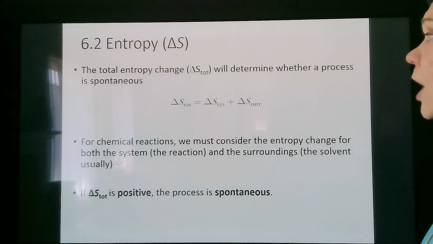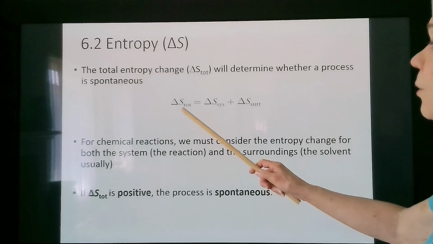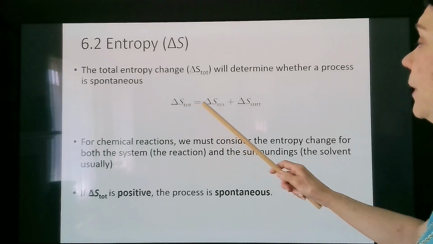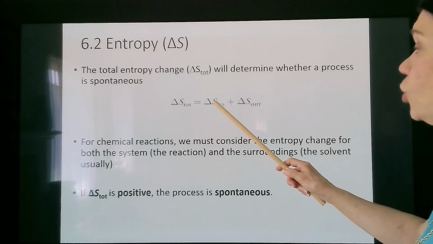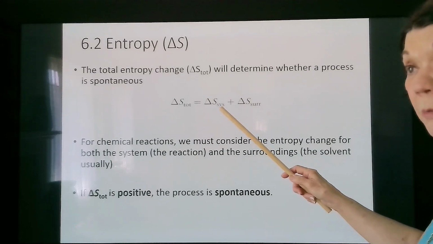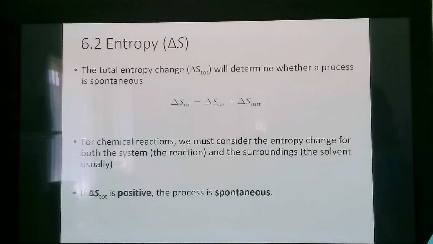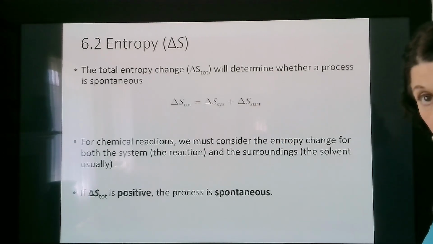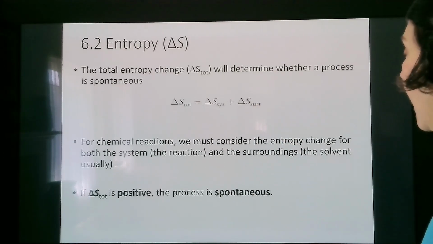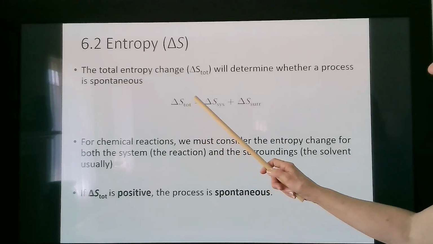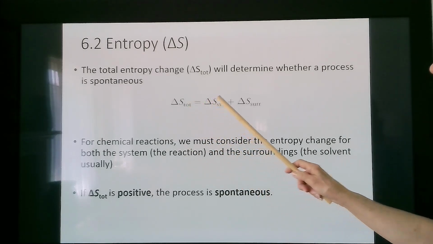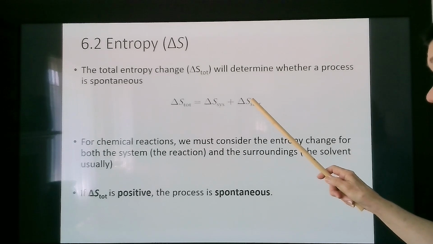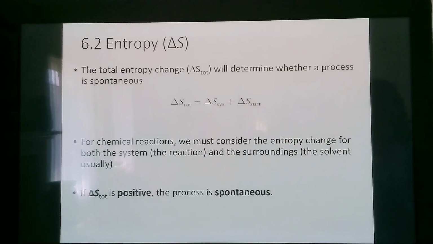Potential energy change will determine whether a process is spontaneous. So the total entropy is equal to the change in the entropy of the system. That's going to be the reaction, in our case the actual molecules, and here the surroundings, which will be the solvent in our case. For chemical reactions, this is the reaction, the molecules, and the surroundings.